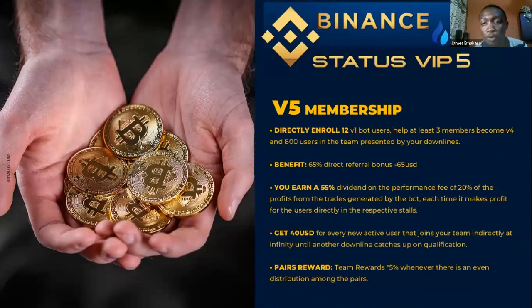V5, for you to become a V5, you need to have enrolled 12 people directly. And then you must have a team size of 800 people in your team. And at least 3 members from different legs must have been V4. So you see that this business is all about leadership. It's all about mentoring. And then what do you stand to earn? 65% direct referral bonus, and also 55% on your team. Then you also earn $40 overriding bonus.